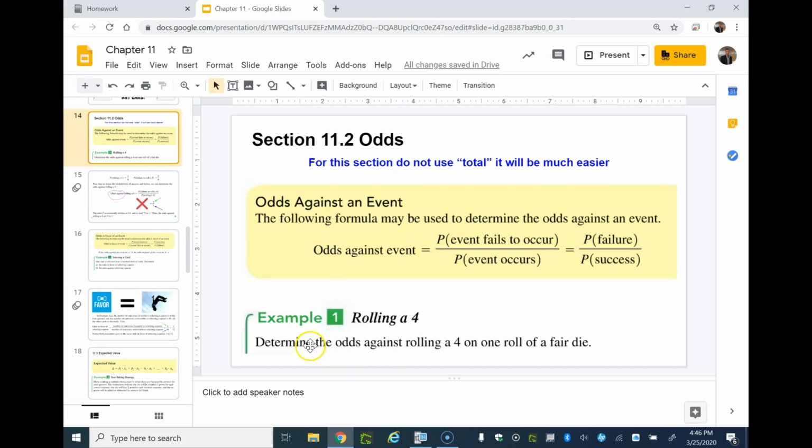So let's go through a few examples. Determine the odds against rolling a 4 on a die. Well, we know that the total is going to be 6 because a die has 6 faces. But again, we're not going to use the 6. The only two numbers we're going to use are for the 4. How many chances of us getting a 4 on the die? That's just going to be 1. That's a success. What are the chances of not getting a 4? That's going to be 5. So that's our failure.